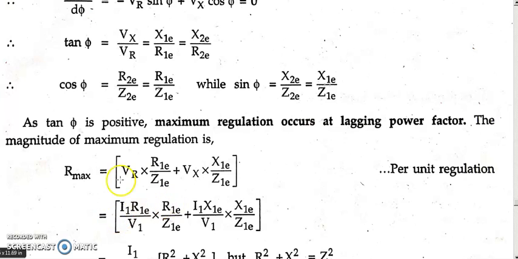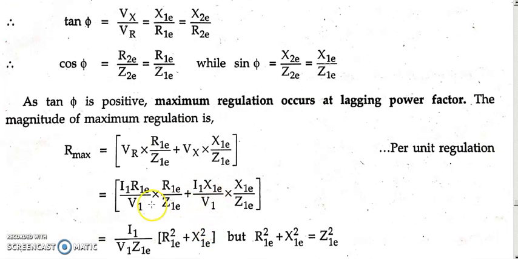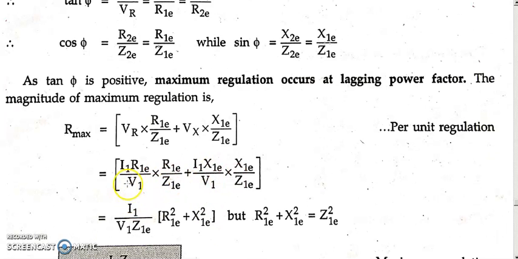Then we know that Vr is equal to I1 R1e by V1. Already we have dealt with this. I could have written it with respect to the secondary side also, but since the primary side is used here, we have written it with respect to the primary itself. And similarly Vx is equal to I1 x1e by V1, which you have already seen how this formula has come. And again, I can take I1 by V1 Z1e as common, because these are common on both sides, and what remains inside is R1e square plus x1e square.